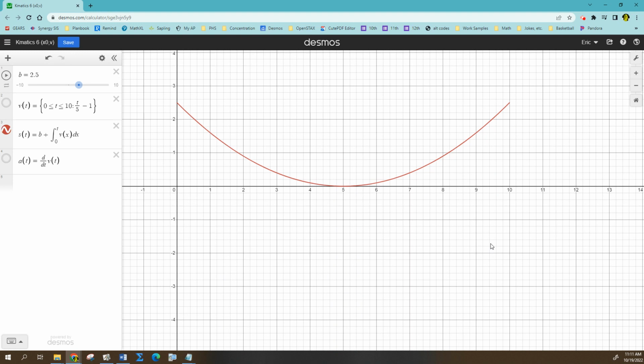Now, choose your words carefully here, but what's the relationship between the graph of the position function and the value of the velocity function for any given input? How am I going to come up with the value of the velocity function at any value of t that you choose based on that graph? How are they related?